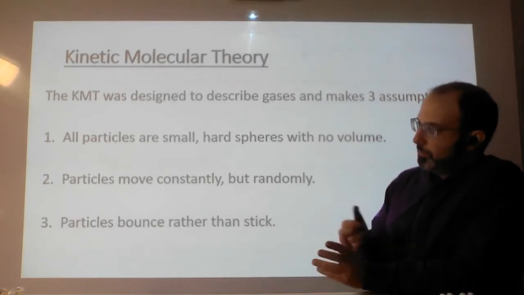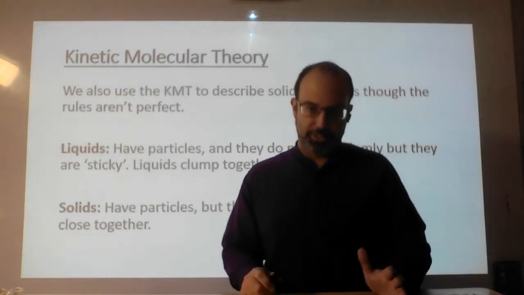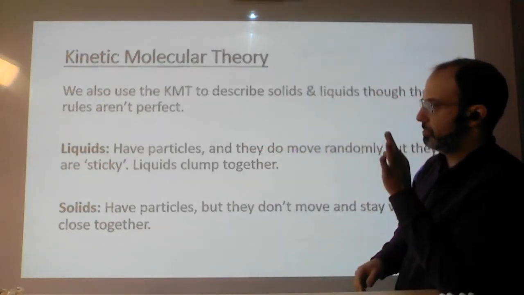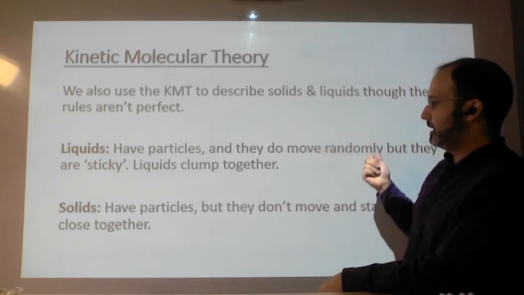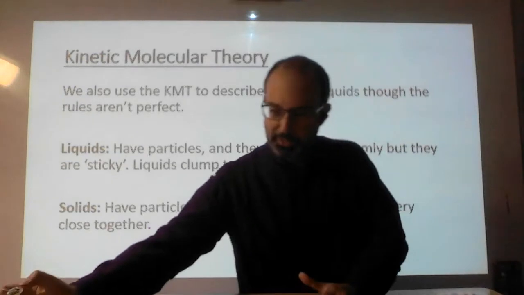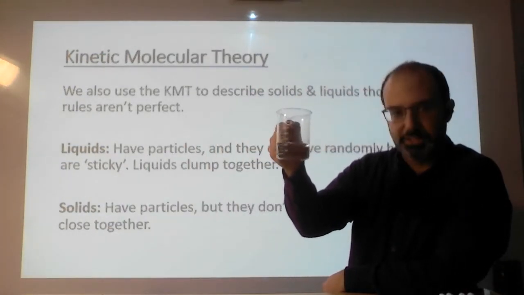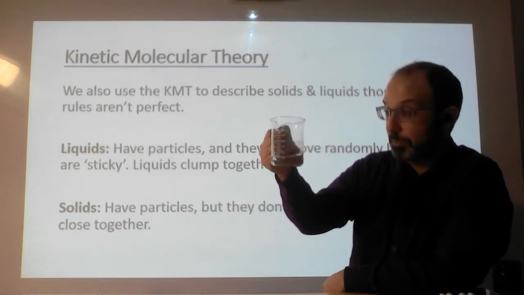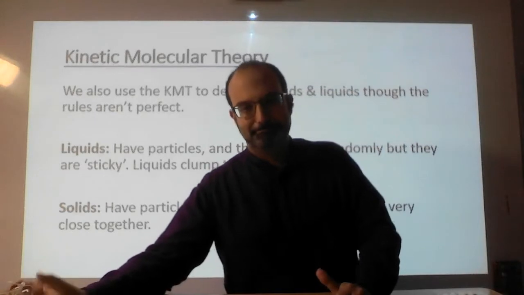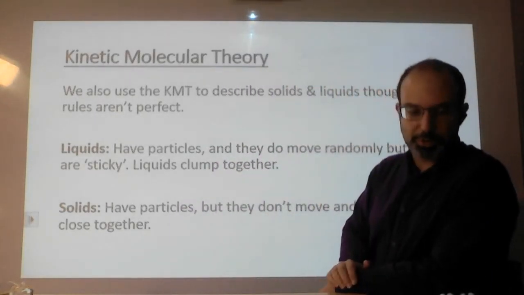Now, this theory was developed for gases, but we also apply it to solids and liquids, but the rules don't really work. I mean, think about a liquid, right? They do have particles, so they do have those tiny spheres that take no volume. And they do move randomly, but they are sticky because the liquid clumps together, right? That's literally what's happened here. That's why the liquid's in the bottom of the glass, because it all sticks together. It still moves randomly. Individual particles are sloshing around like crazy, but the random motion is constrained because the particles are sticky.